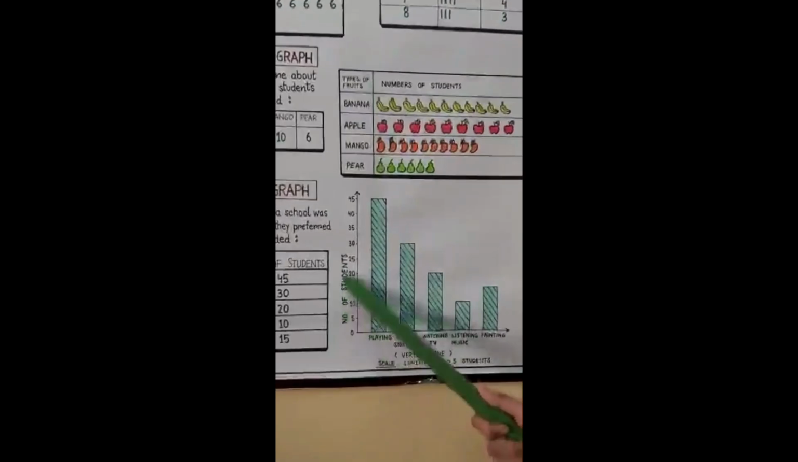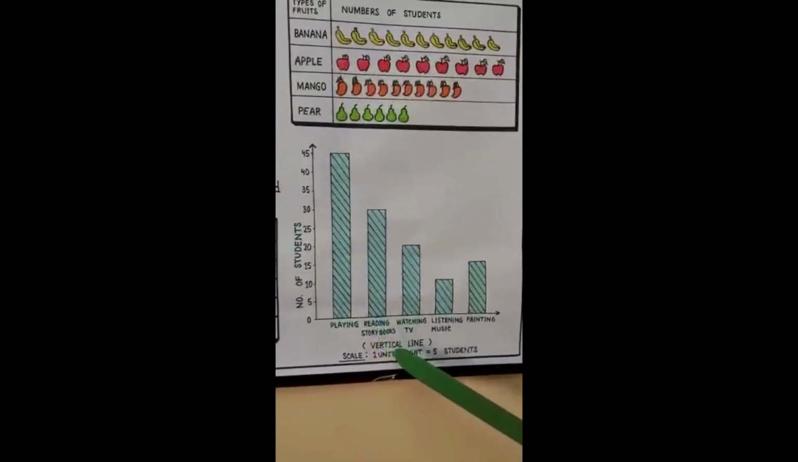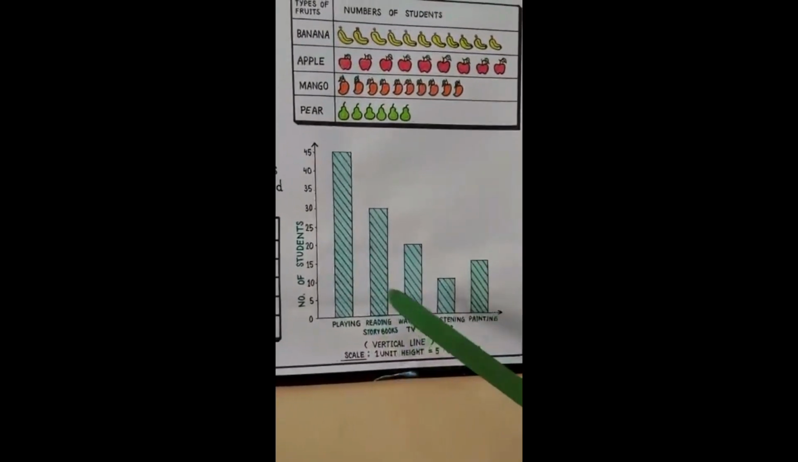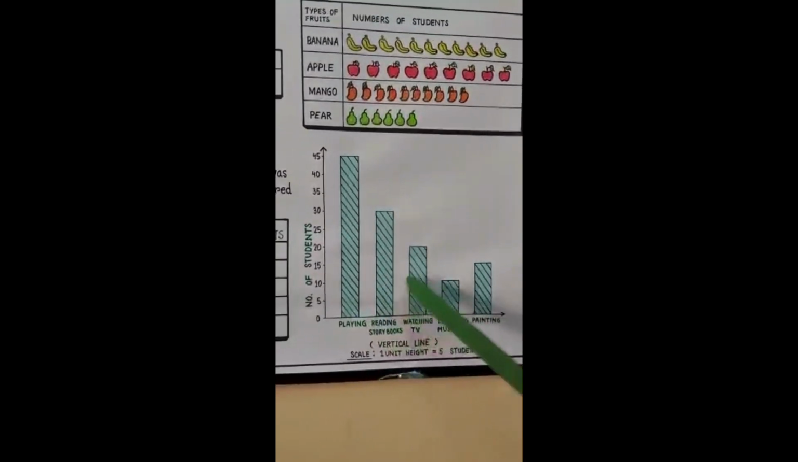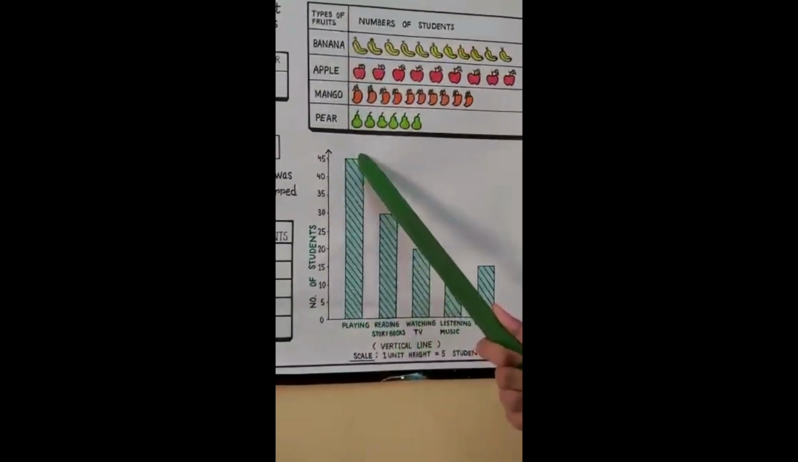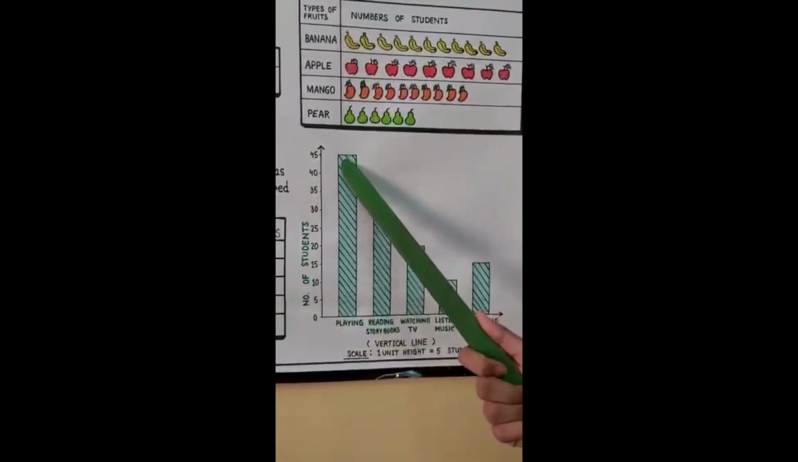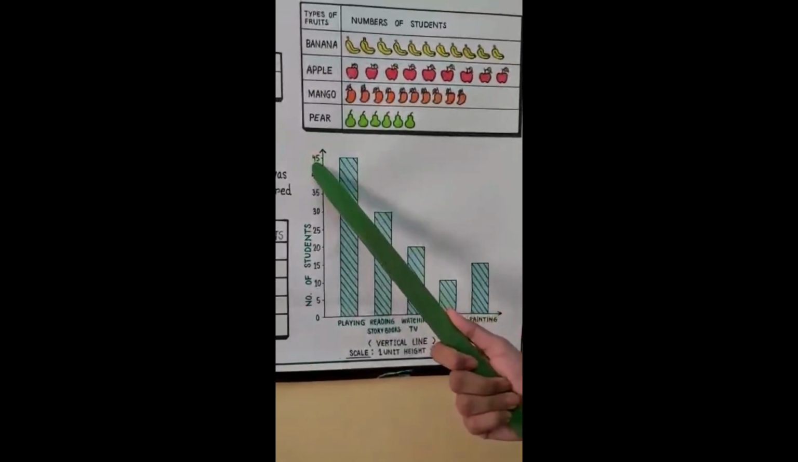Now we come to the final method of data handling known as bar graph, which is a graphical display of the data in the form of bars of different heights according to a scale. Here is a bar graph showing the number of students who prefer different activities in the vertical y-axis, where the scale is 1 unit height is equal to 5 students, and the preferred activities in the horizontal x-axis. Each bar has been extended to the respective markings representing the number of students.